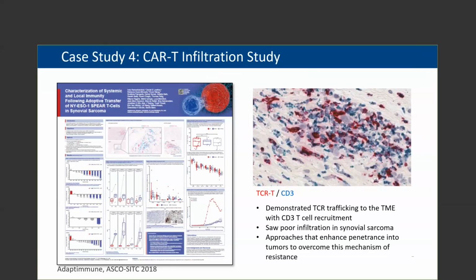The use of RNAscope here was to understand the mechanisms of response and resistance to TCR T cells, and also look for functionality of TCR cells post-infusion. What was demonstrated was TCR trafficking to the tumor microenvironment, as can be seen here in this image, with the red staining depicting the TCR T cells and the green staining showing the TCR T cells as well as some of the infiltrating immune cells.